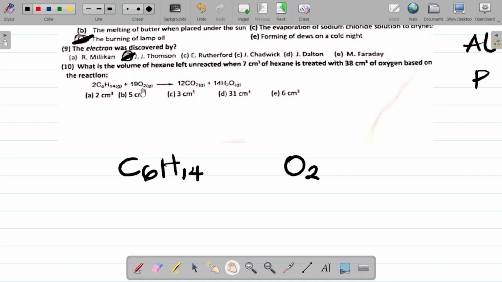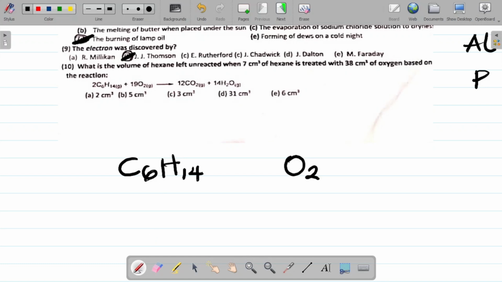Come to oxygen. On the left hand side, I have 19 times 2, which is 38. On the right hand side, I have this one first, 12 times 2, which is 24. So this one gives you 24 of oxygen, plus I'm having 14 here times 1, which gives you 14. I'm talking about this H2O here. So 14 times 1 gives you 14. If I combine them, it gives you 38. That means the equation is balanced. So if it's not balanced, you have to balance it first.